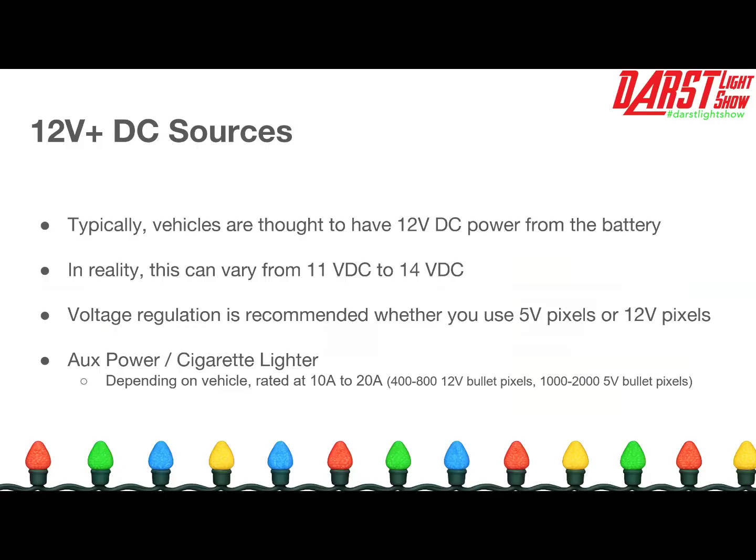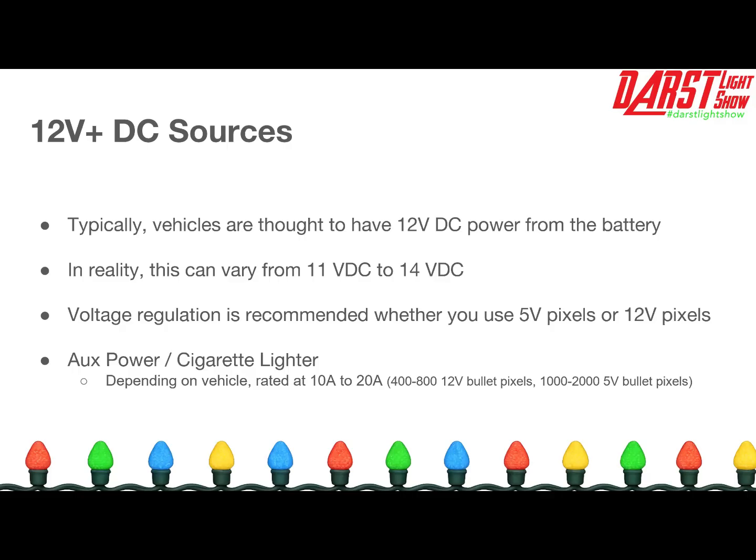Typically, vehicles are thought to have 12 volt DC from the battery. In reality, this can vary anywhere from 11 volts to 14 volts. Voltage regulation is recommended no matter if you choose to use 5 volt or 12 volt pixels. You don't want to run your controller straight off of the vehicle source when it's running up and down 11 to 14 volts, and it varies a lot as your vehicle runs. If you've never monitored your vehicle voltage, you'd be surprised how much it changes on the fly as you press the gas pedal. And you get a lot of spikes up and down. Definitely not something I want to expose my controllers or my pixels to.